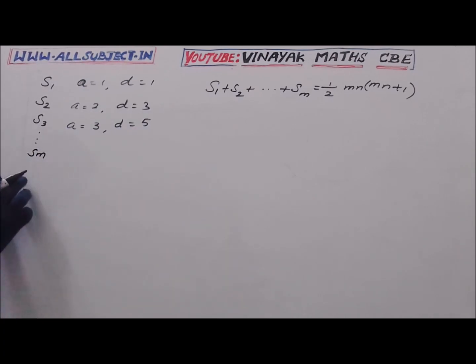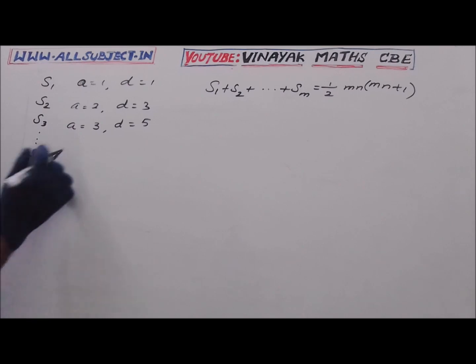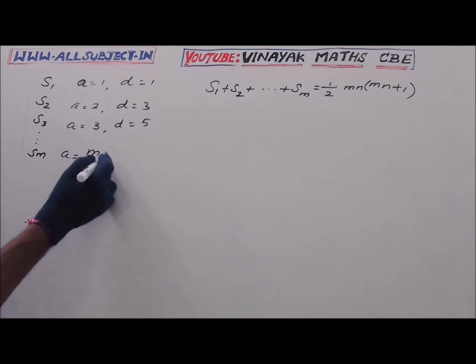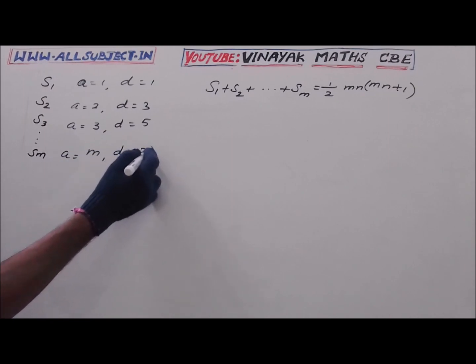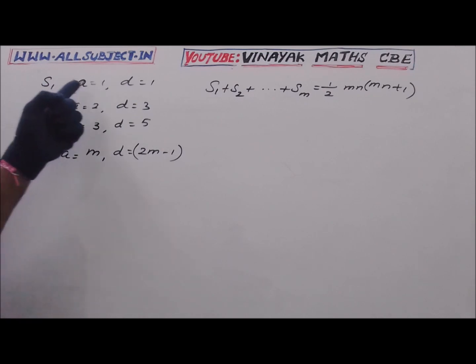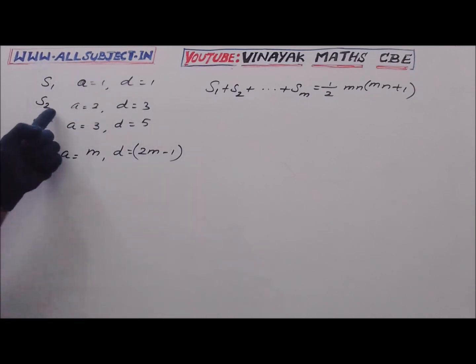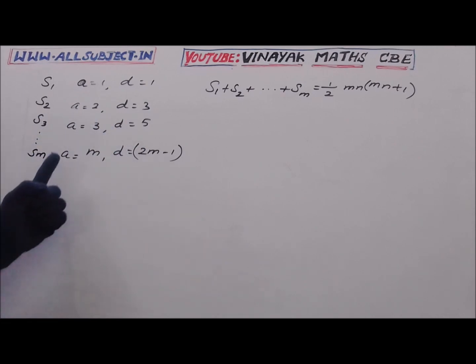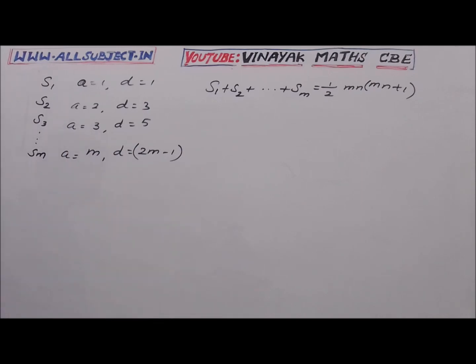For the sum to n terms of the mth AP, a is taken as m and d is taken as 2m minus 1. These are given. So S1, S2, S3, etc., Sm are sums to n terms of m APs. For S1, a is 1, d is 1. For S2, a is 2, d is 3. For S3, a is 3, d is 5. For Sm, a is m, d is 2m minus 1.